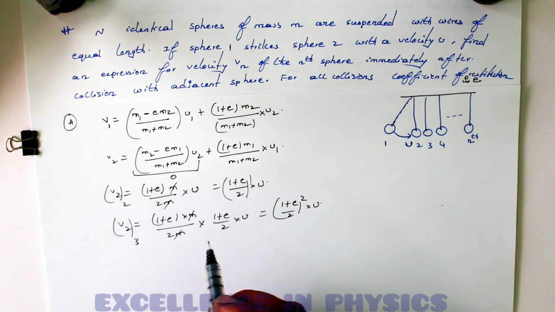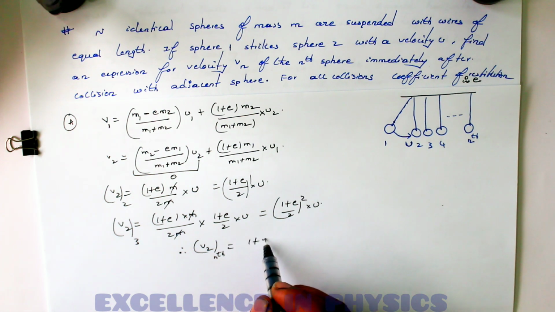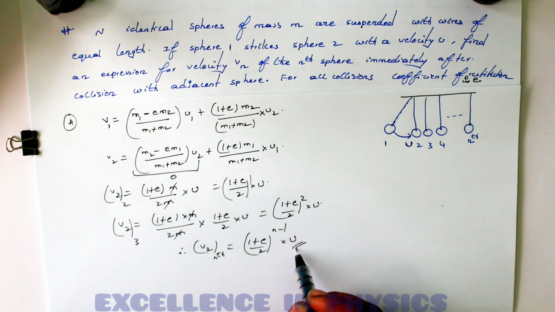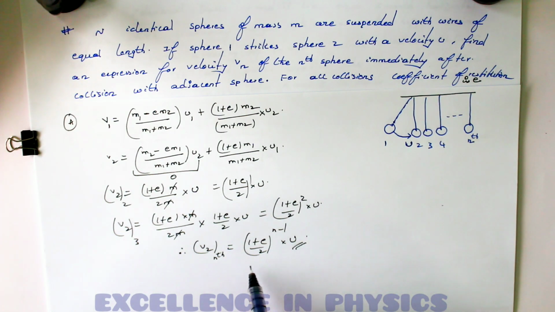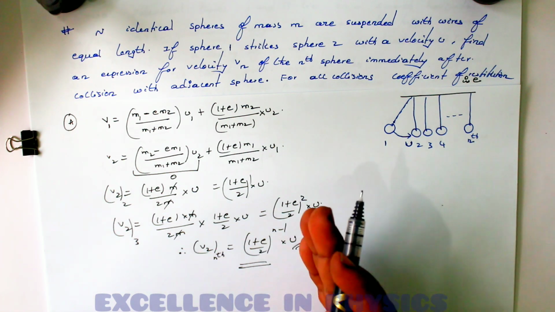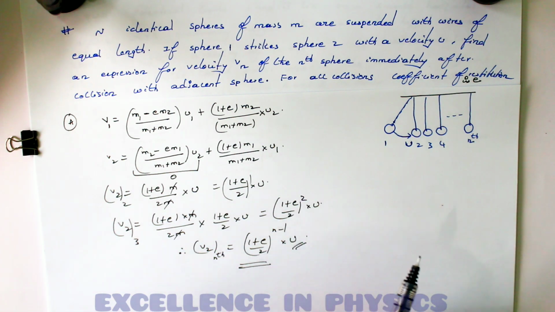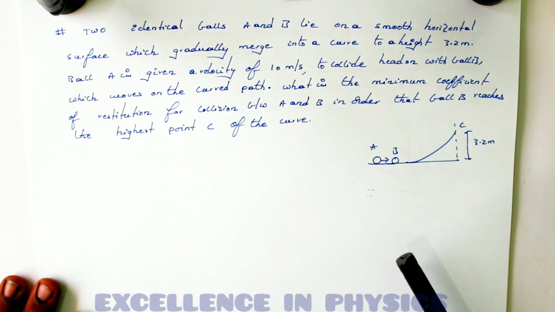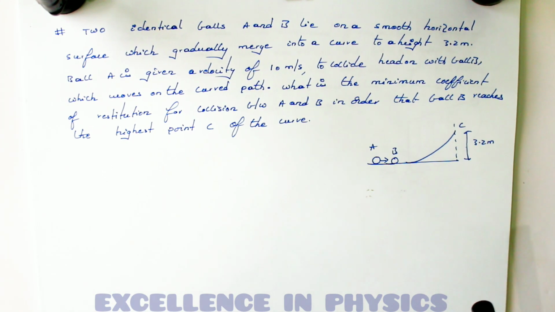So by symmetry, what can I write? I can write the final velocity of the nth ball is equal to ((1 plus e) by 2) power (n minus 1) into u. This should be our expression for the final velocity of the nth ball after collision with the ball adjacent to the nth ball. So let us see the next question.